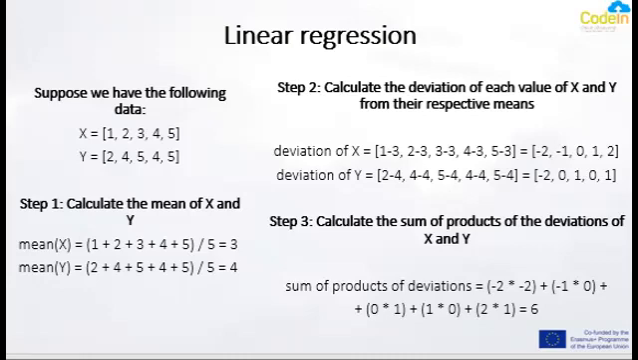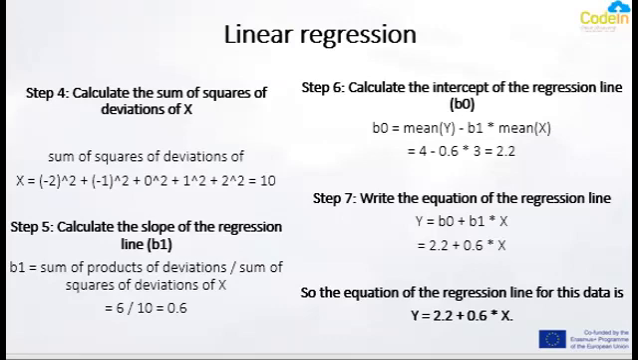In this case, the sum of products is 6, which is a positive number, indicating that X and Y tend to go up and down together. So, in summary, by calculating the mean, deviation, and sum of products of X and Y, we can gain insight into how these two sets of numbers are related. It's like detective work, where we gather clues and piece them together to solve a mystery.